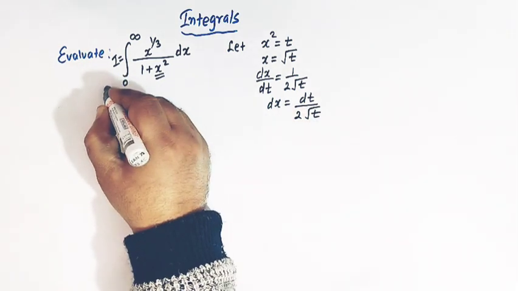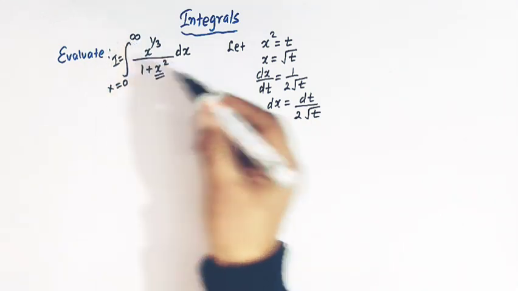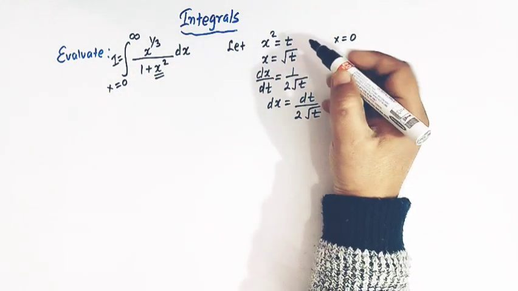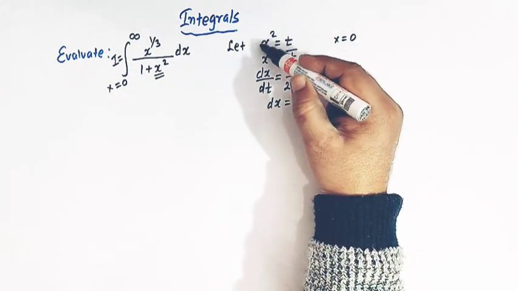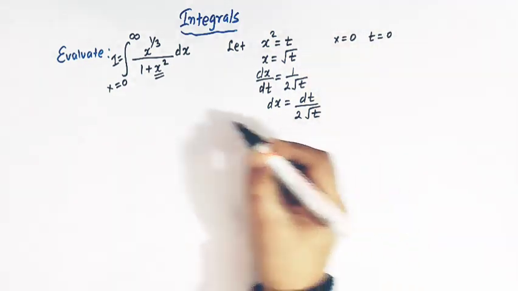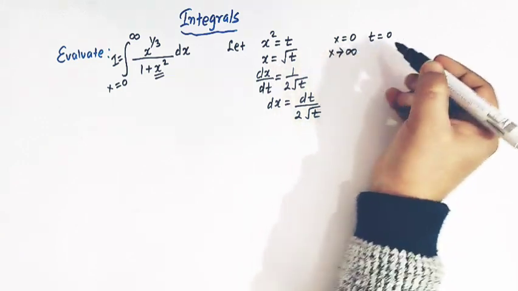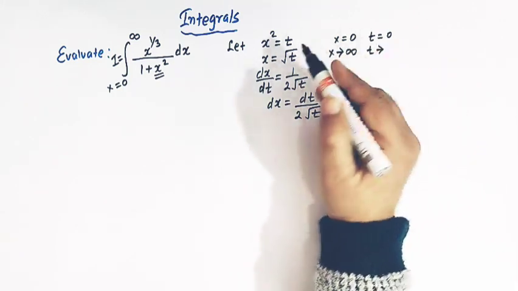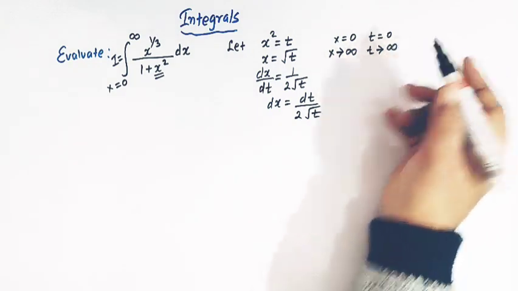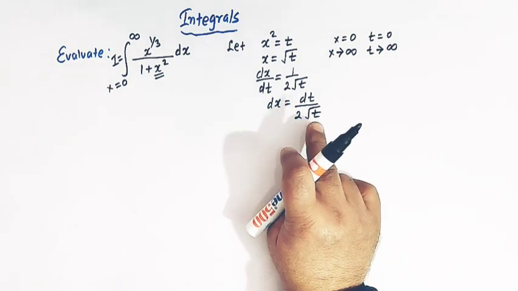Okay, now see here the limits of integration vary from 0 to infinity. So when x is equal to 0, then the value of t can be obtained from this expression. So t is also equal to 0. And when x is tending to infinity, then t also tends to infinity, right? So now we can write this integral in terms of our new variable t.